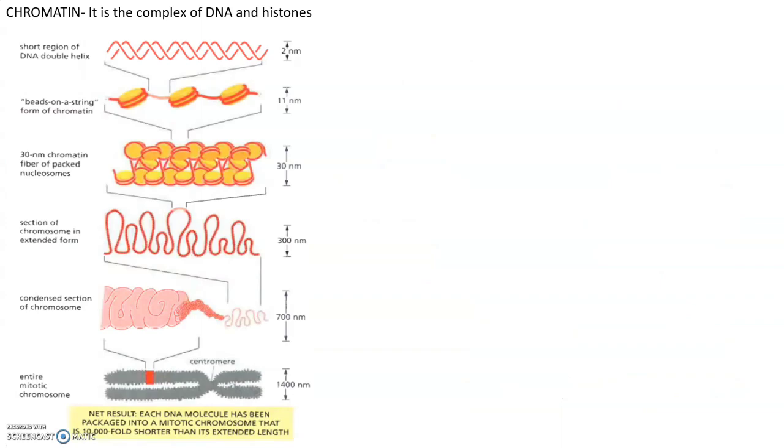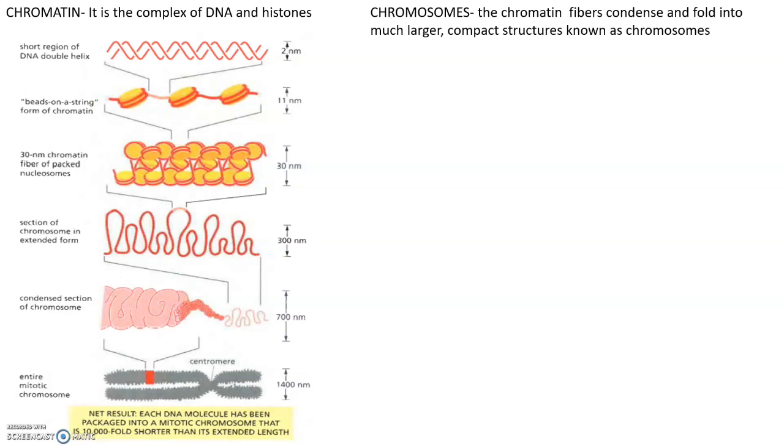This forms a beads-on-a-string form of chromatin, and this wraps around itself to form a solenoid structure, around 13 nanometer in diameter, and this solenoid structure forms a thin thread-like structure called chromatin. This chromatin is highly condensed to form a chromosome. Hence, a chromosome is the chromatin fibers condensed and folded into a much larger and compact structure.